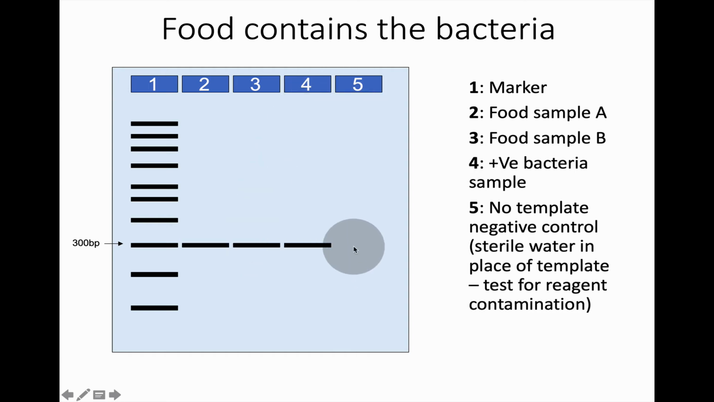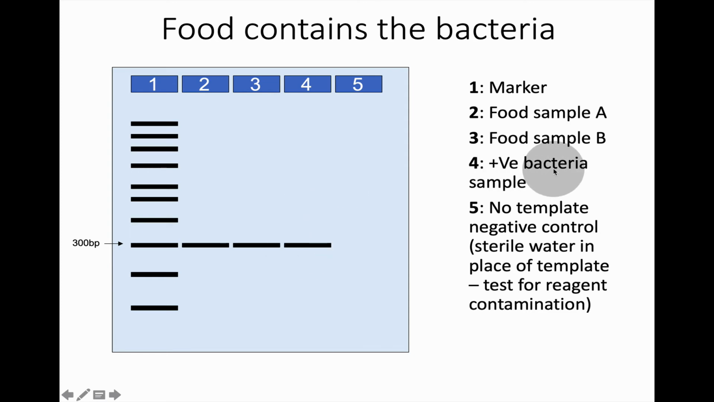So what's happened? Let's check number 5. 5 is our no template control. So there was sterile water, there was no food, no bacteria, no template for it to amplify. And in this case, the primers inside the reaction didn't anneal to anything because there was no template. So that means that none of our reagents are contaminated, and our result is going to be quite valid with regards to no contamination.